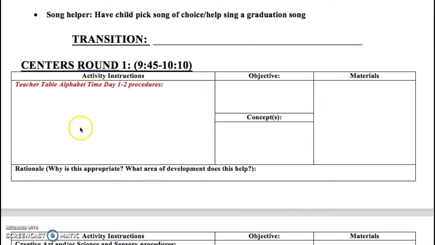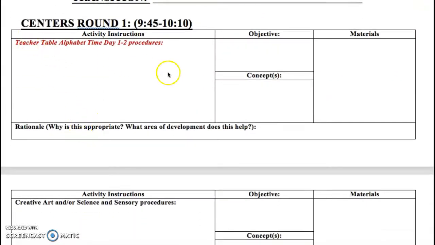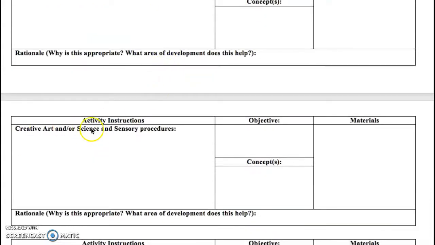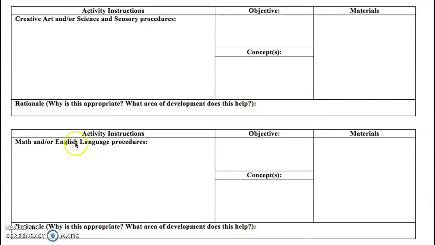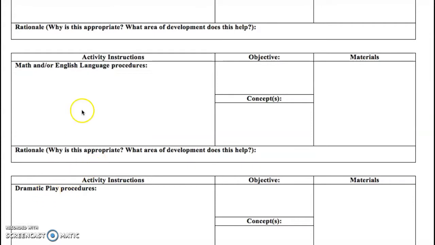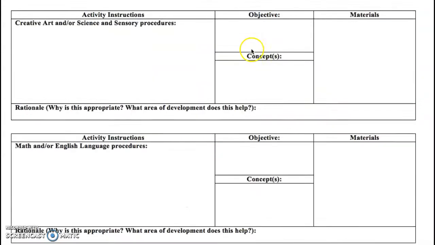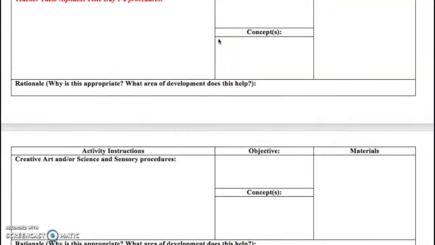So if you do one lesson, you're going to do this one, you're going to do creative art, you're going to do science and sensory, you're going to do math, you're going to do English, and you're going to do dramatic play. You probably don't have room to do both in this little box. If you want to do it on another piece of paper, you can, or I have some students just half every single box to do both in this one little space. So whatever works better for you. So you have to do every single one if you're doing one lesson.